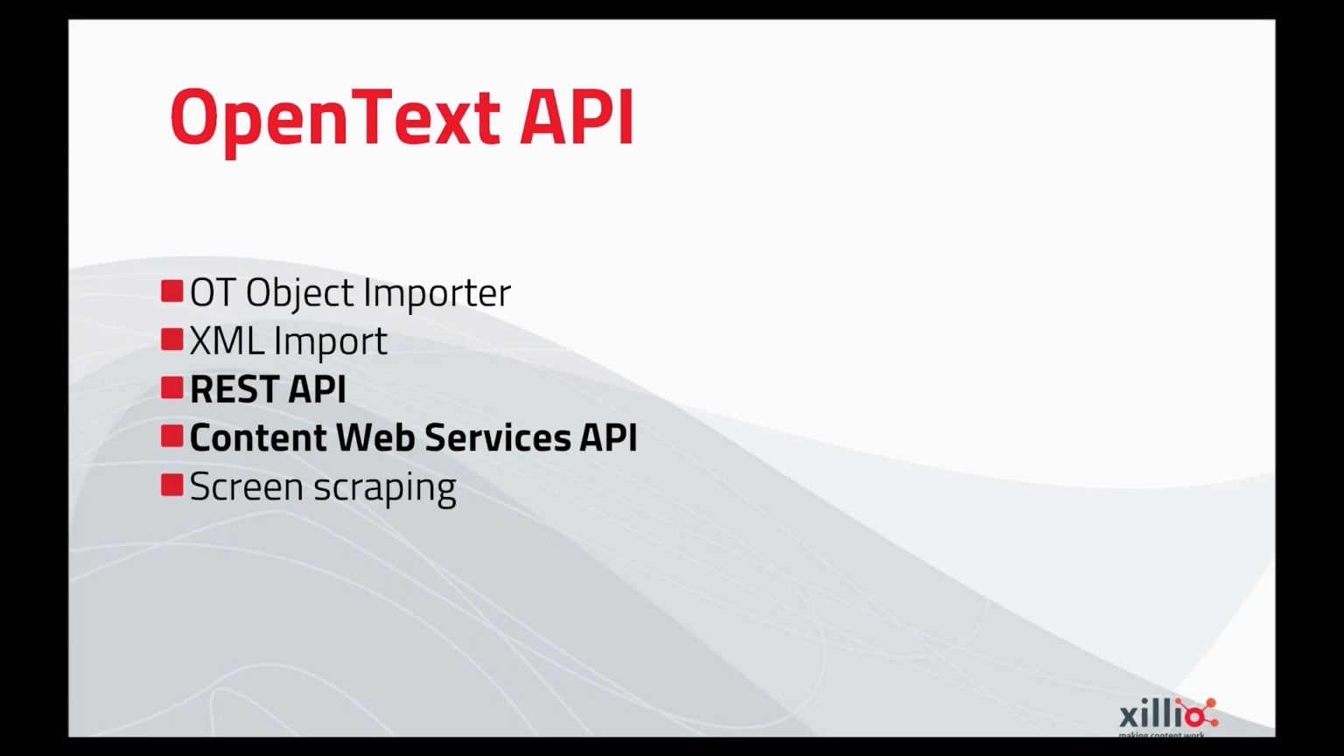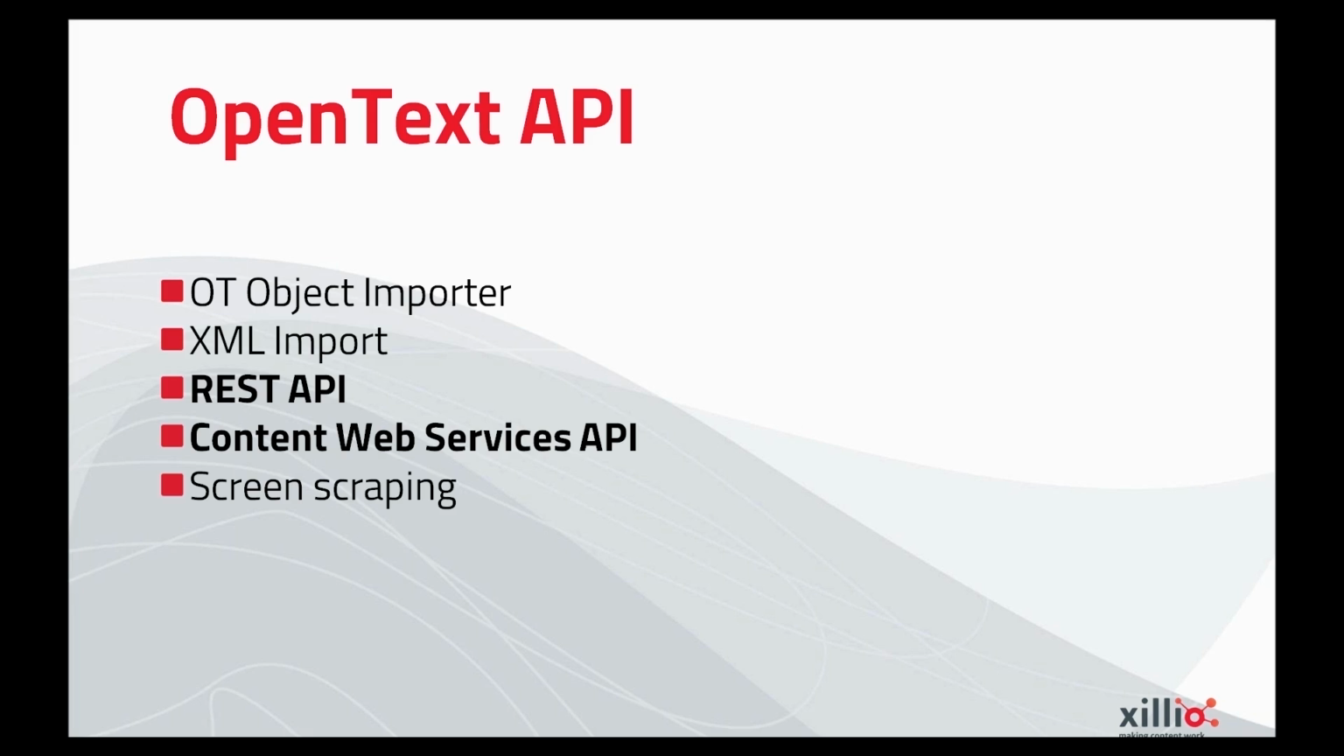Now I would like to talk a little about the path we took and the choices we've made regarding the available OpenText APIs. One possibility to import documents to the OpenText Content Server is by using the OpenText Object Importer. We did not use it for our connector since it is a separate OpenText module. Another possibility is via the XML import. We have actually started building the connector with the XML import.